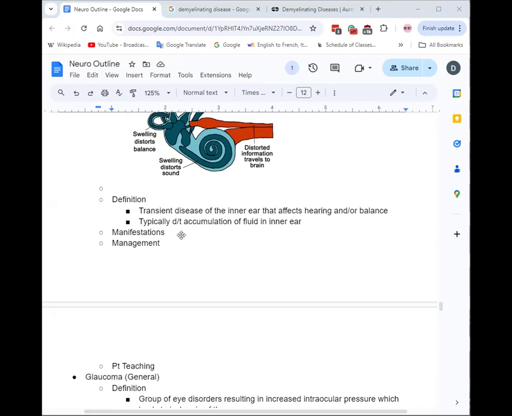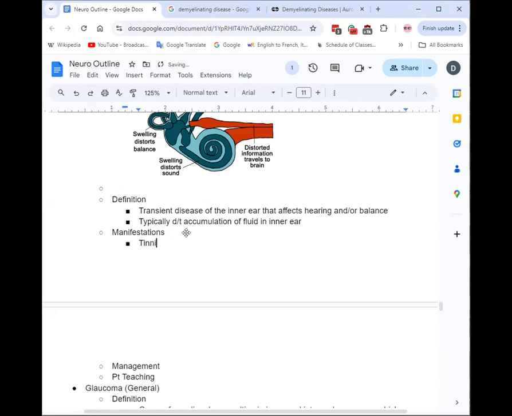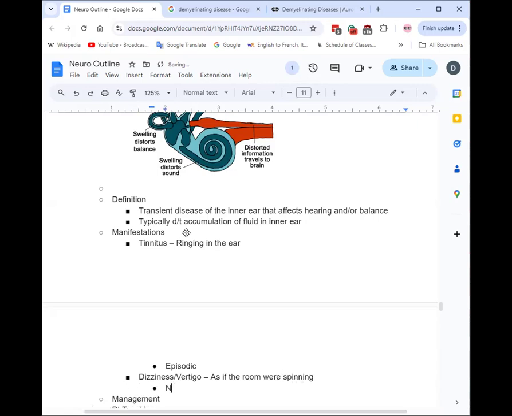Things to do with the ear include tinnitus, so you'll have that ringing in the ear. It's episodic, so you'll have it every once in a while. Another key thing is dizziness, or vertigo, being an extreme amount of dizziness, as if the room was spinning. And you'll have nausea, vomiting, loss of balance, aka ataxia, trouble walking. So your big picture idea would be keeping them safe from falls.